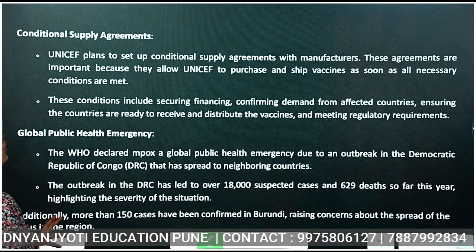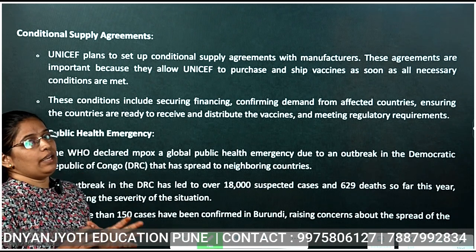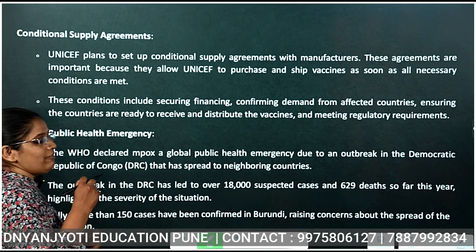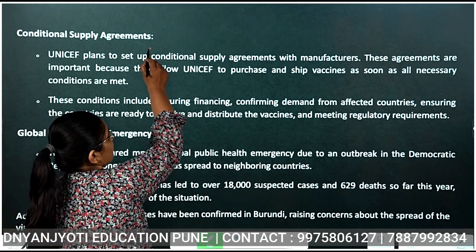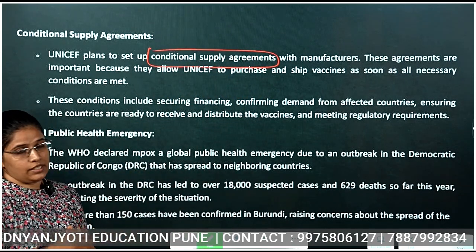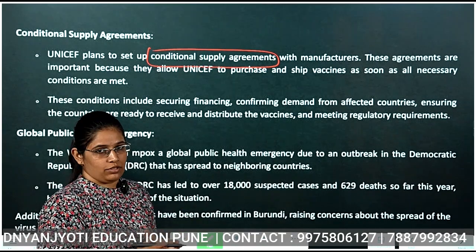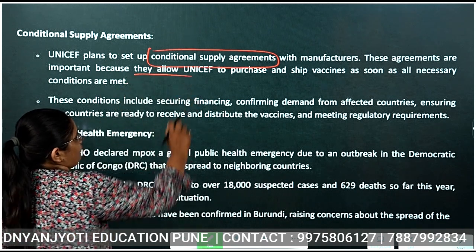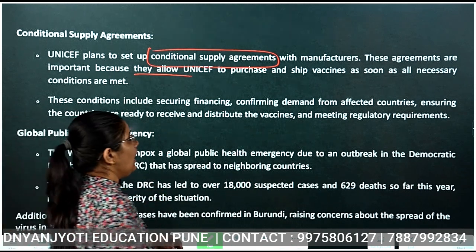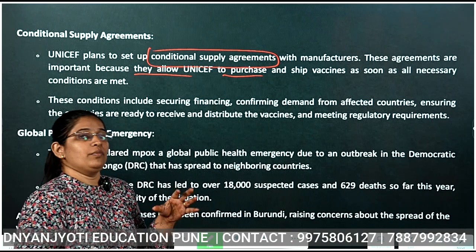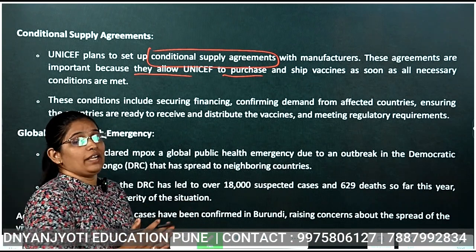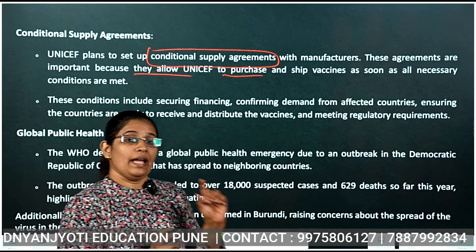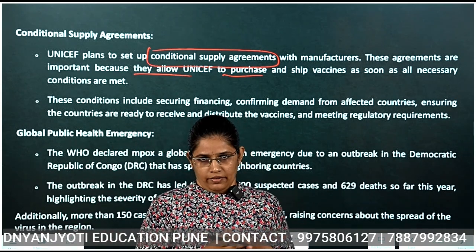The next key point is related to the conditional supply agreement for these Mpox vaccines. So what does this mean? UNICEF is planning to set up conditional supply agreements with the vaccine manufacturers. These agreements are important because they allow UNICEF to purchase and ship all those vaccines as soon as the manufacturing and all the necessary conditions have been satisfied. So that's why the conditional supply agreement is an important term associated with this article.